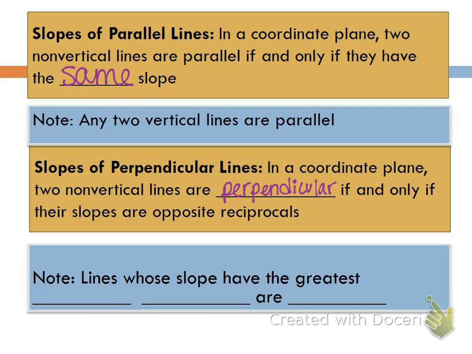Lines whose slope have the greatest absolute value are steepest. Okay, so what that means is that a line with a slope of +6 and a line with a slope of -6, they would have the same steepness. They would just be sloped in opposite directions or different directions, one going up, one going down. So lines whose slope have the greatest absolute value are steepest.